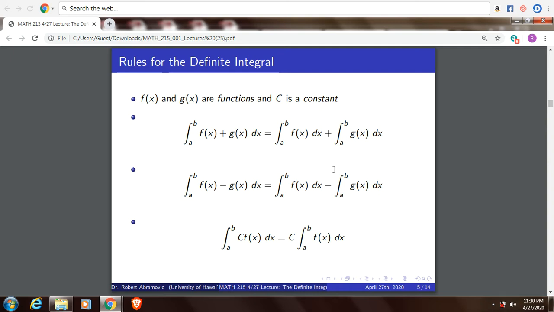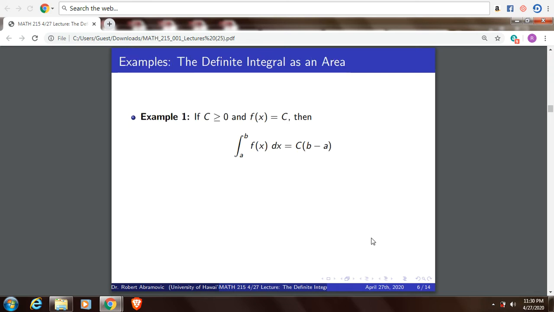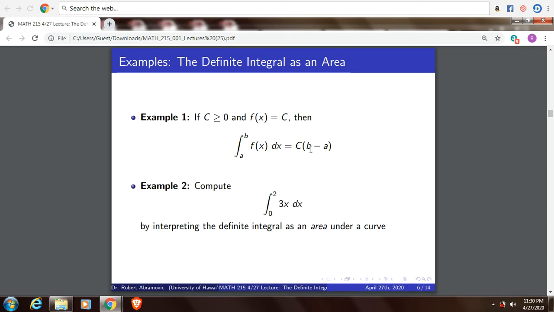The definite integral from a to b of a constant times f of x, we can just pull out the constant. We saw this also before with the indefinite integral. So the definite integral from a to b of a constant times f of x dx is the constant times the definite integral from a to b of f of x dx. Here's an example. If c is a constant, it could even be a negative constant, the definite integral from a to b of c dx is equal to c, the constant, times b minus a.